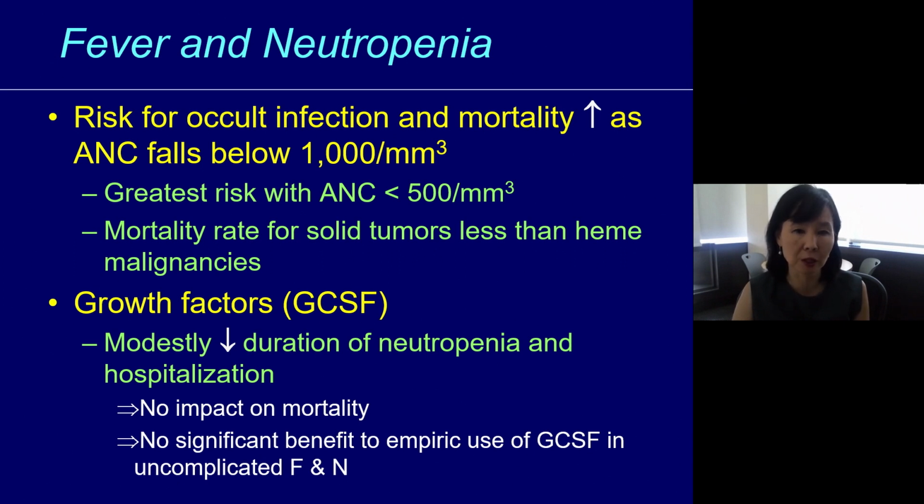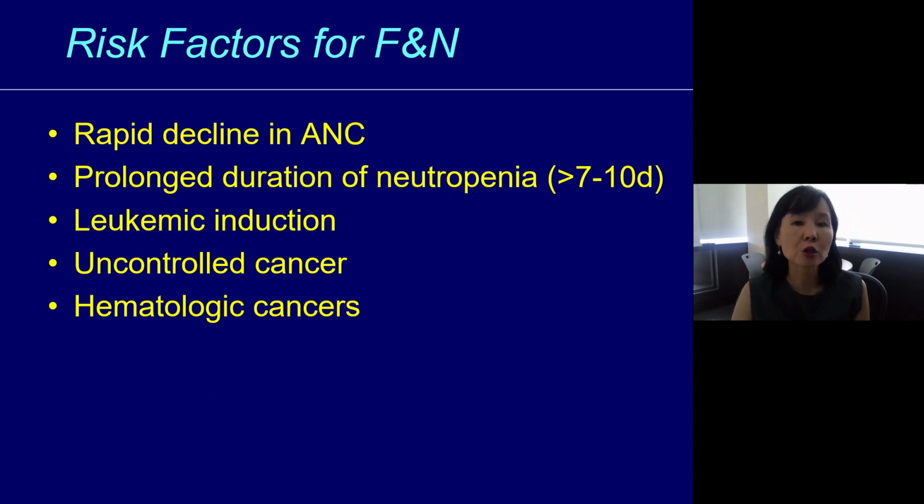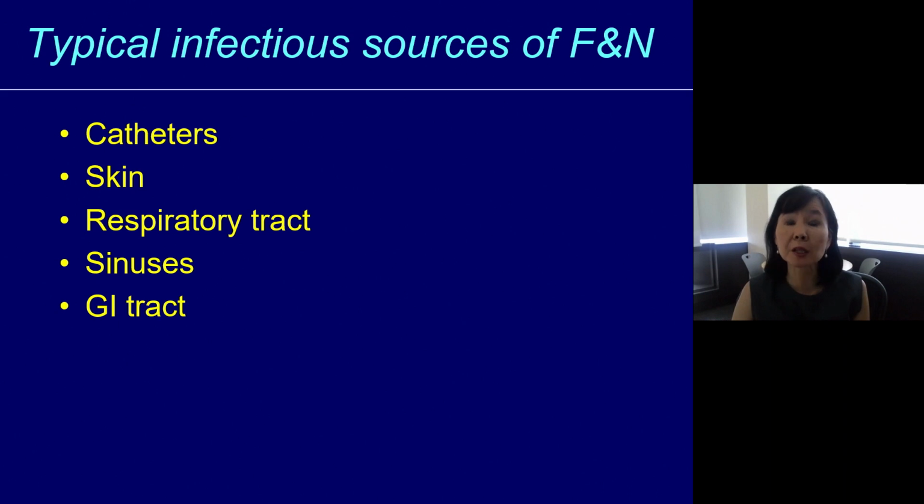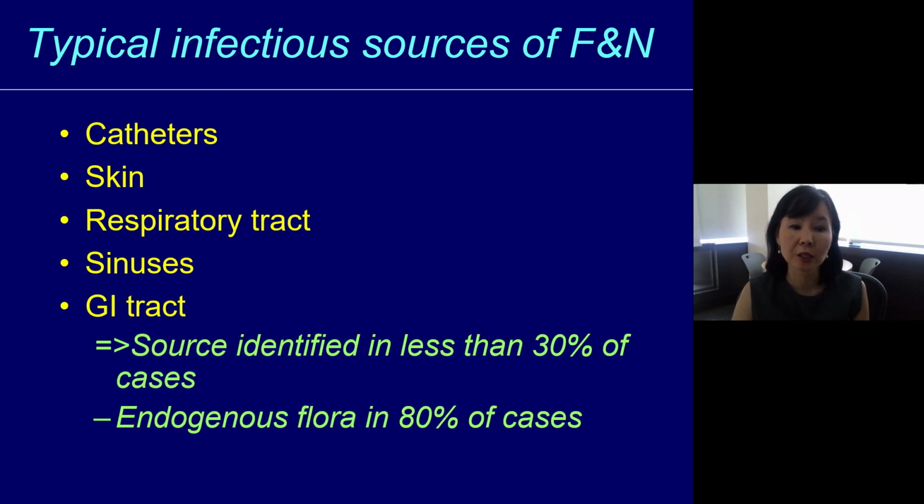this gentleman would be considered uncomplicated febrile neutropenia. So the risk factors for developing febrile neutropenia are a rapid decline in the ANC, prolonged duration of neutropenia, leukemic induction, uncontrolled cancers, or hematologic cancers. The typical infectious sources of fever and neutropenia are catheters, skin, the respiratory tract, sinuses, or GI tract.